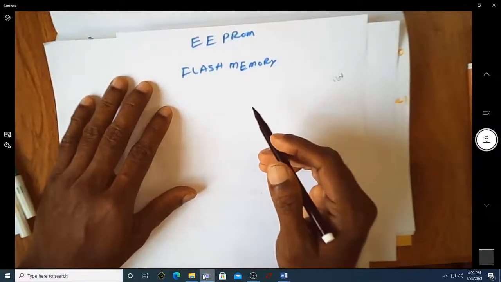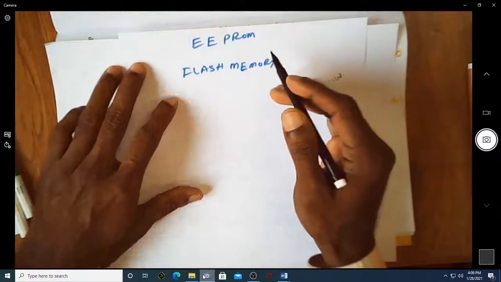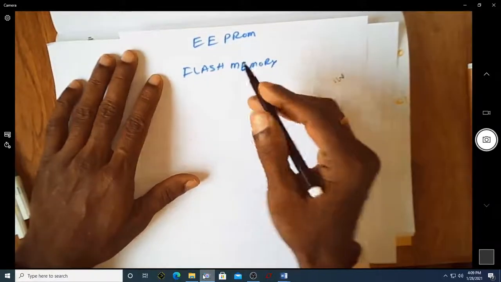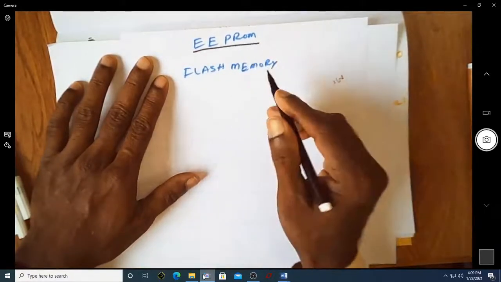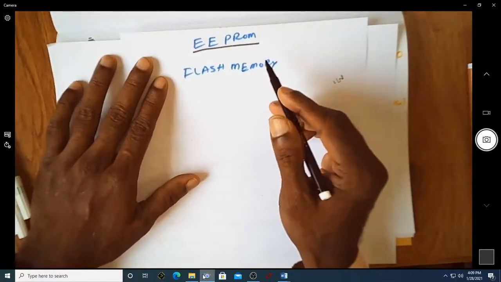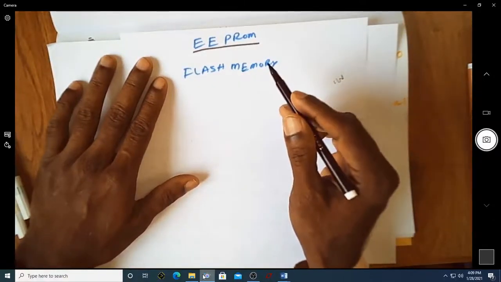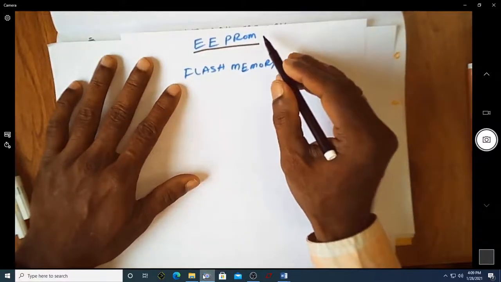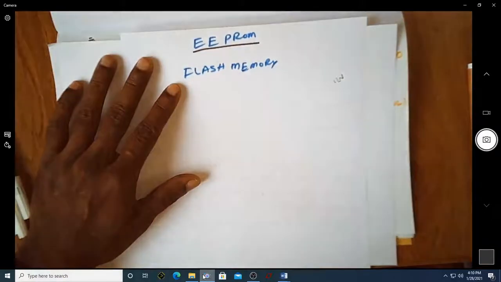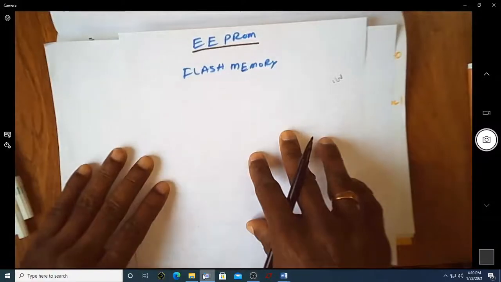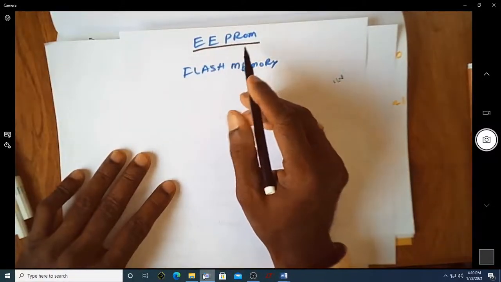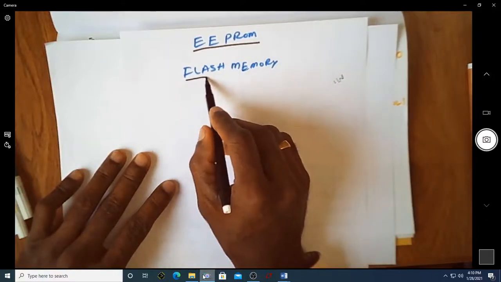In the last video, we were discussing electrically erasable and programmable read-only memories. In this particular EEPROM, we saw how we can erase the data electrically. So this is one type of ROM where we can erase the data electrically so that we can increase the usability of the memory. Continuing with that EEPROM, we have a next category of memories which is called flash memory.